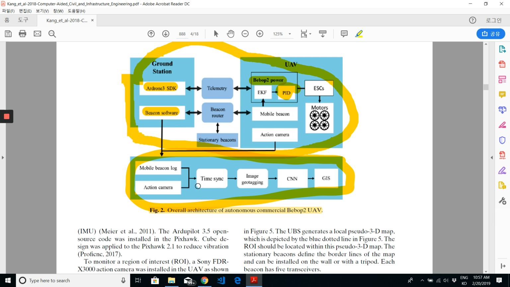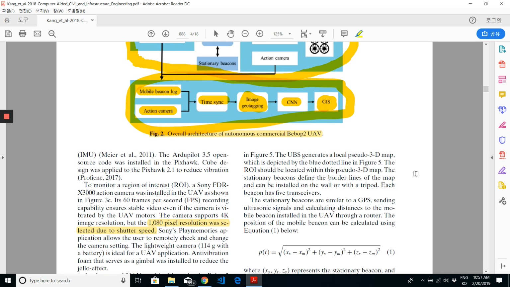For your implementation, after that you need to sync your mobile beacon log and the video result. Then you can do image geotagging, localize the damages from the images, and after that update your geographic information system with your structure information.